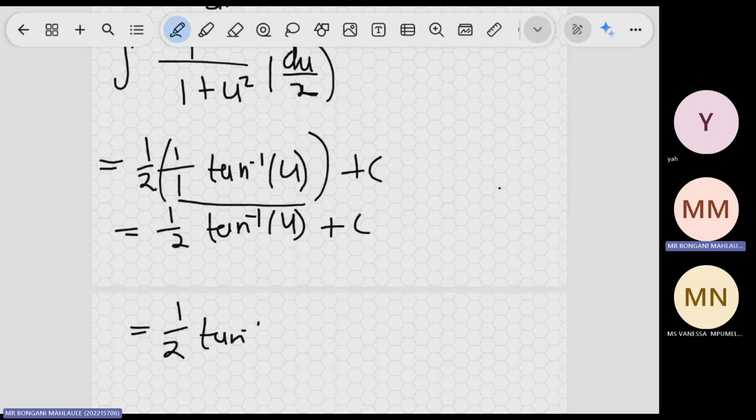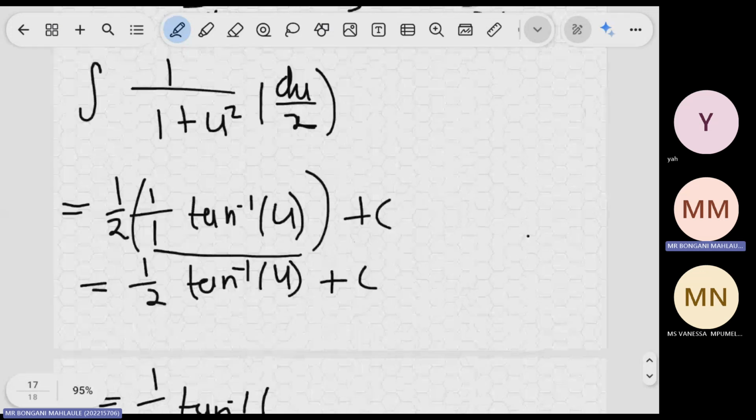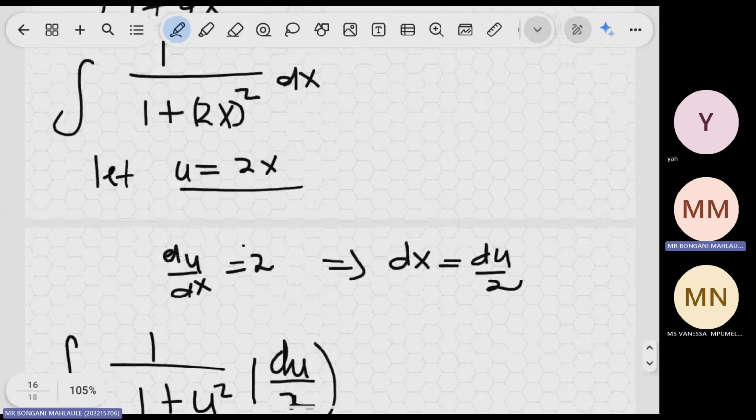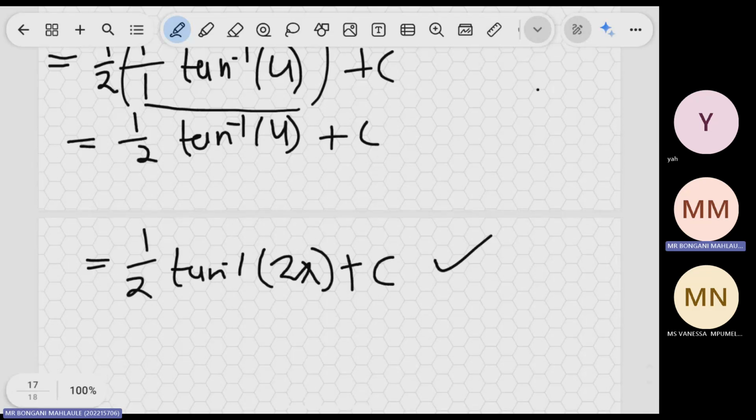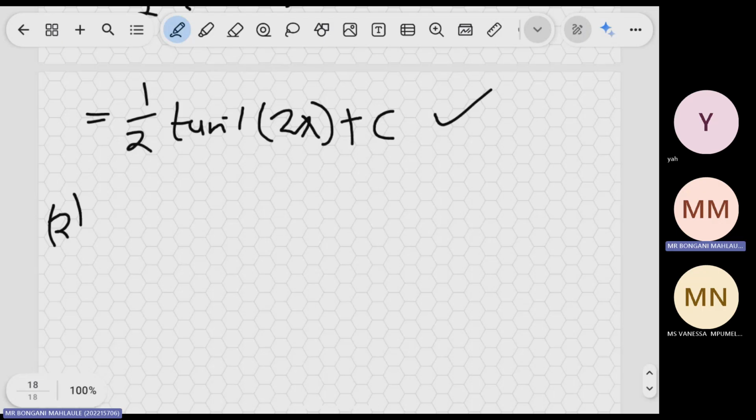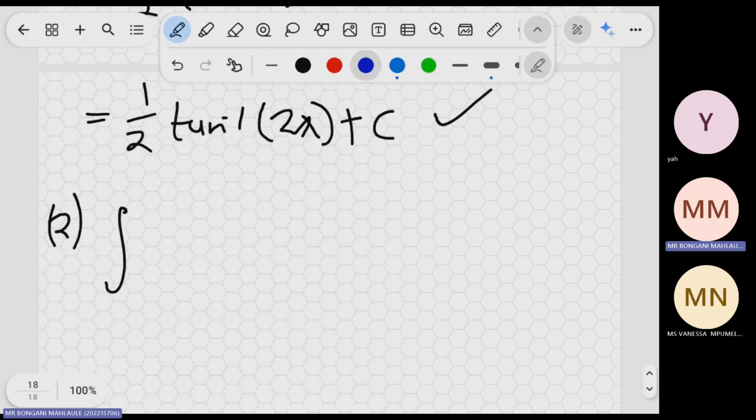Then this will be the arctan of the value of u. We say this is 2x, so you'll substitute it back, plus c. So that is actually equal to this. So that's the first answer. Go to this one. Change this.